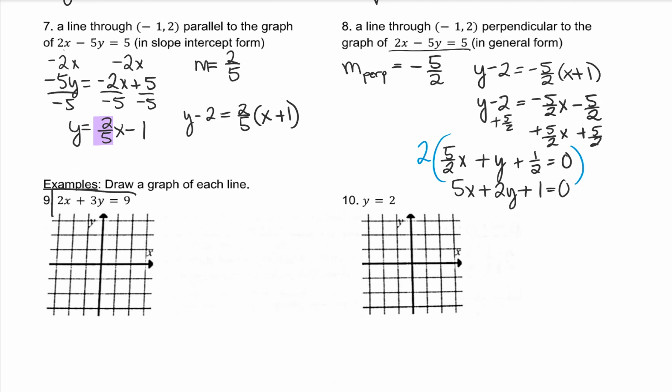Again, to graph a line or to determine its slope, it needs to be in slope-intercept form. Our y-intercept is 3. Our slope is negative 2 over 3. Down 2 over 3. Here we have a horizontal line through the y value of 2.